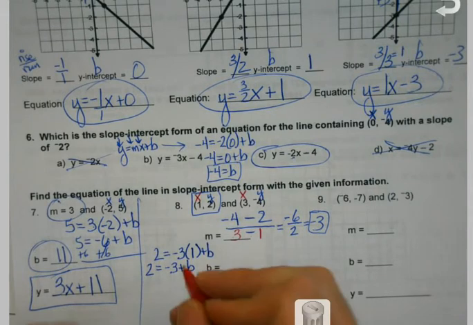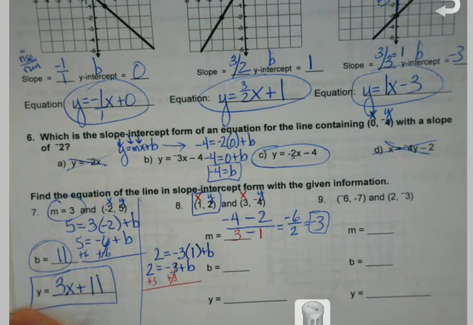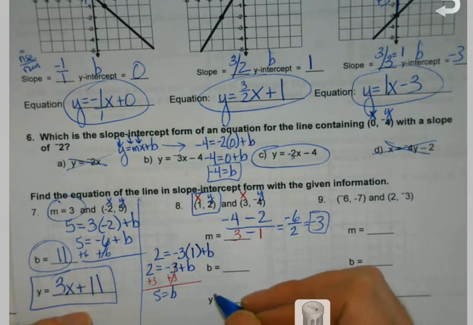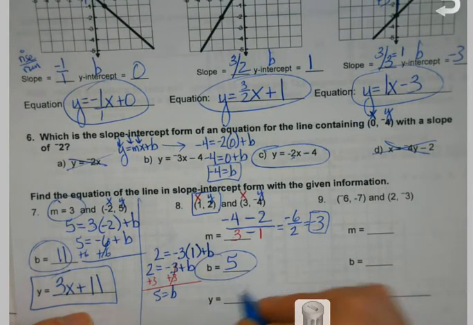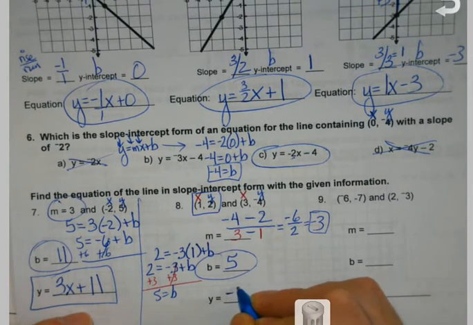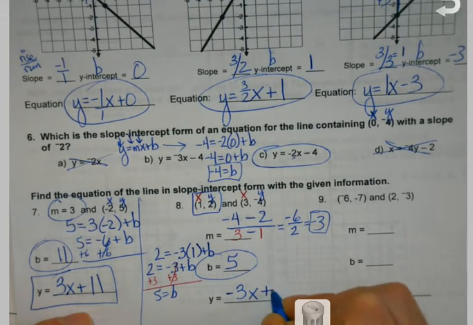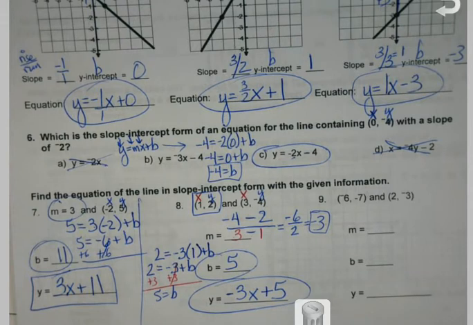And just like before, I need to get b by itself. So if I don't write huge, I actually do have enough room to get all this done. So my b would be 5. Just got my m up there. Y equals mx plus b. Boom.